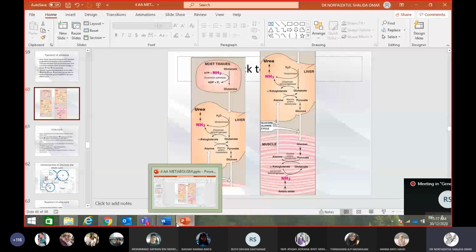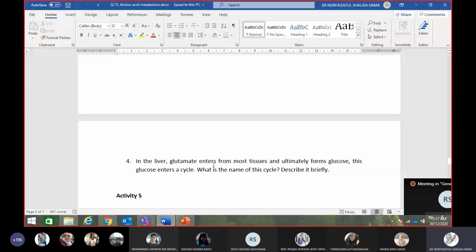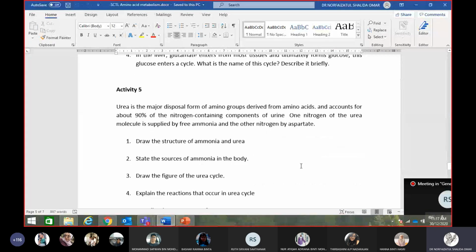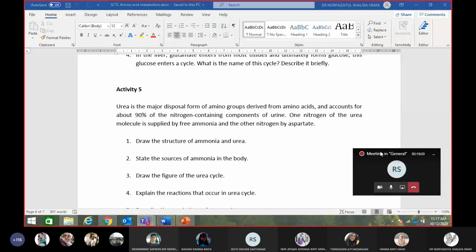So I've discussed this one. If there's no question, which group represents activity 5? Can present now.